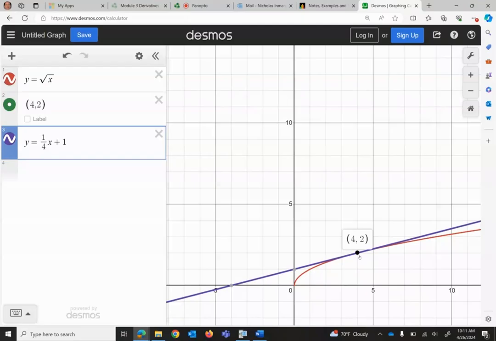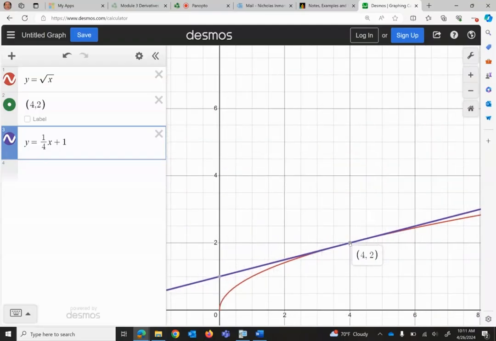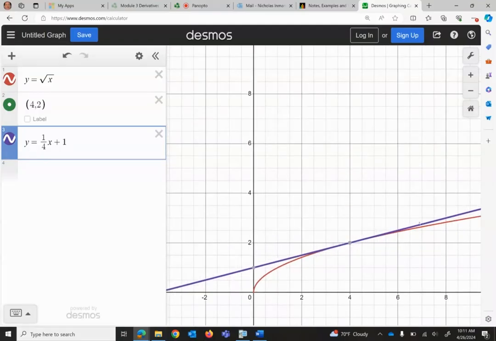All right, and we've got that. So the slope of a tangent, slope of a square root graph when x equals 4 is 1/4. So that's fun. And it does produce that perfect tangent line right there. So we can turn a square root graph into a straight line.